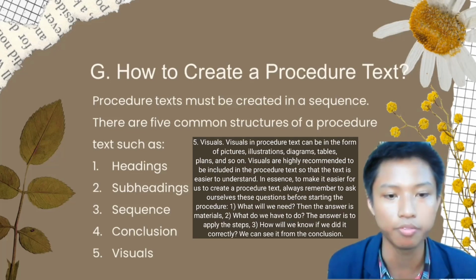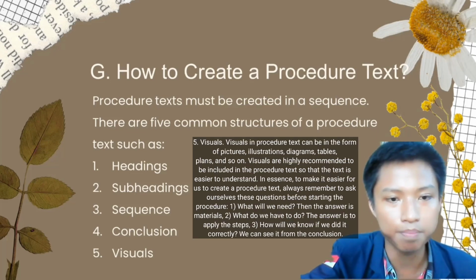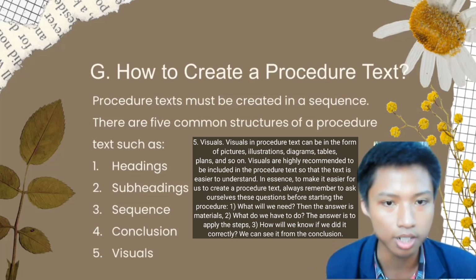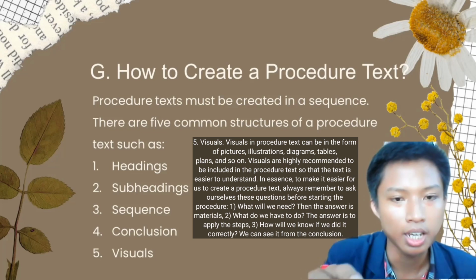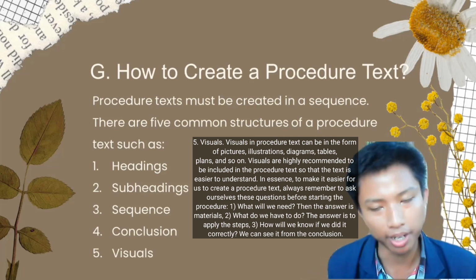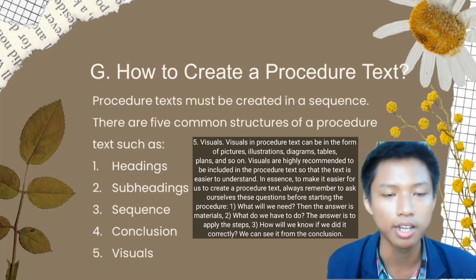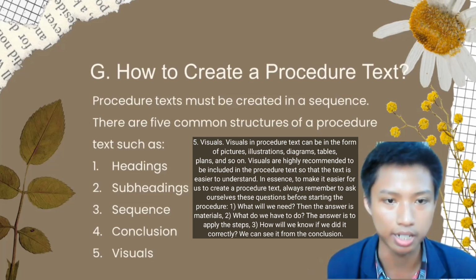Okay, number 5 is visual. Visuals in procedure text can be in the form of pictures, illustrations, diagrams, tables, plans, and so on. Visuals are highly recommended to be included in the procedure text so that the text is easier to understand.